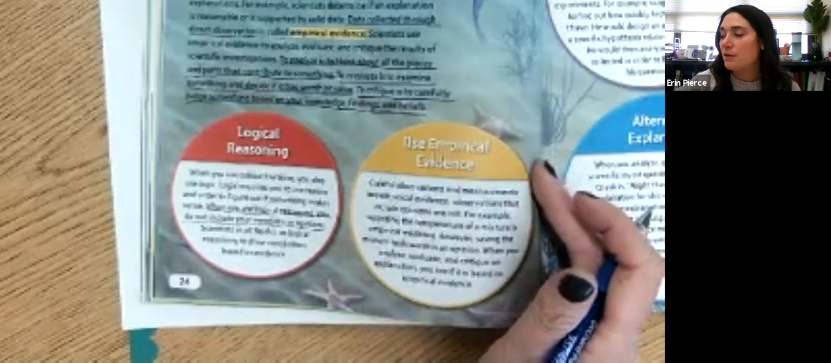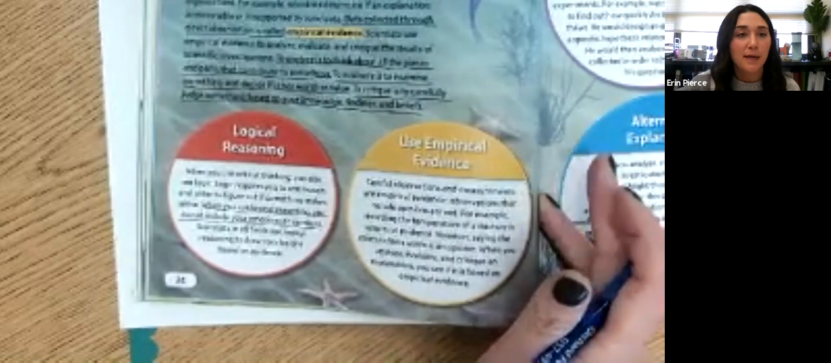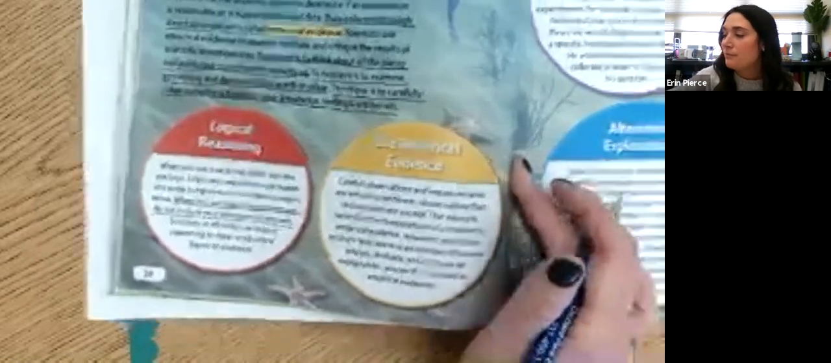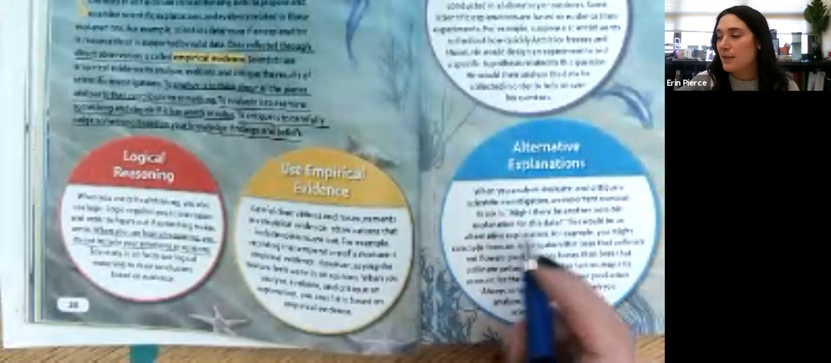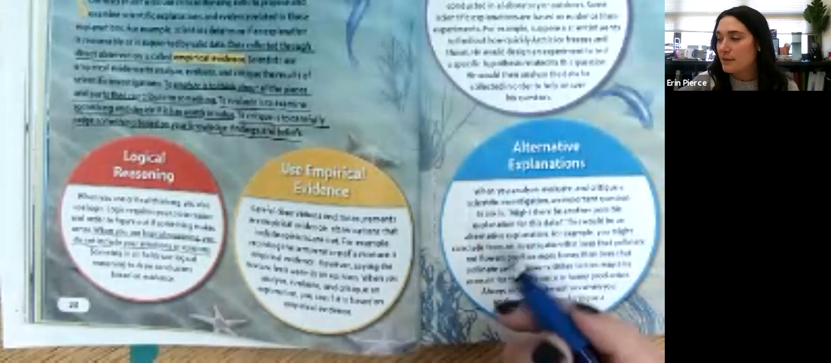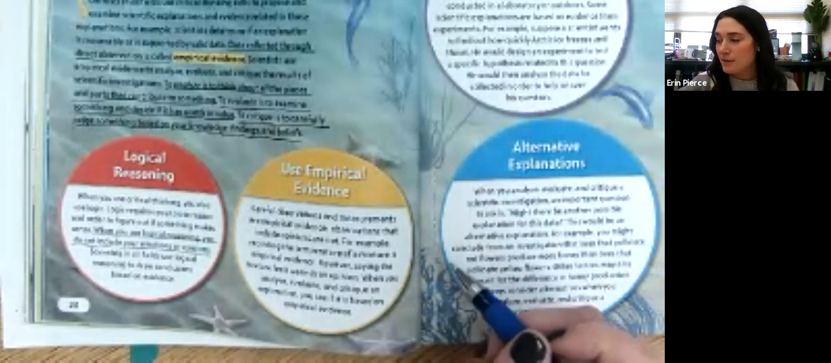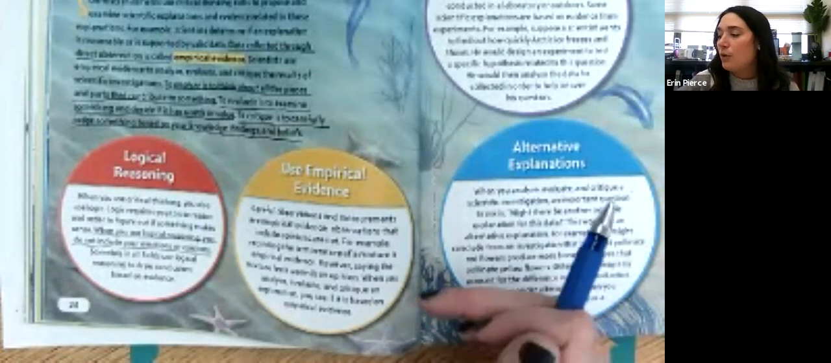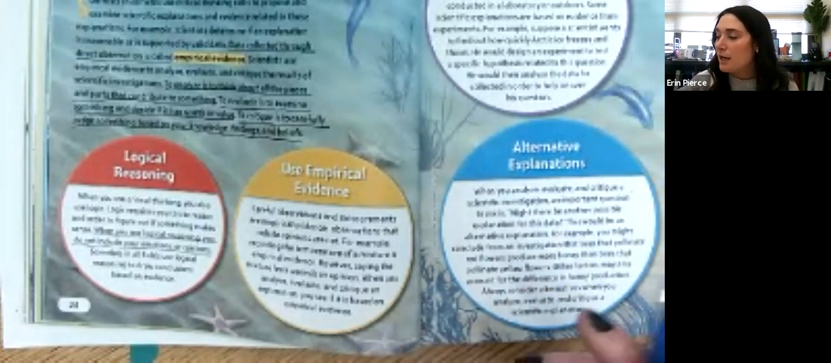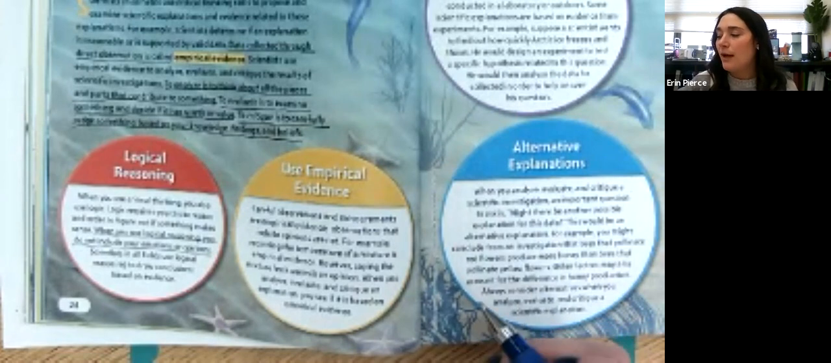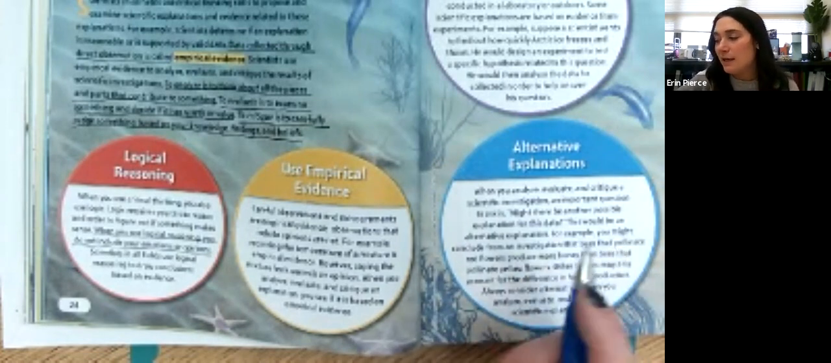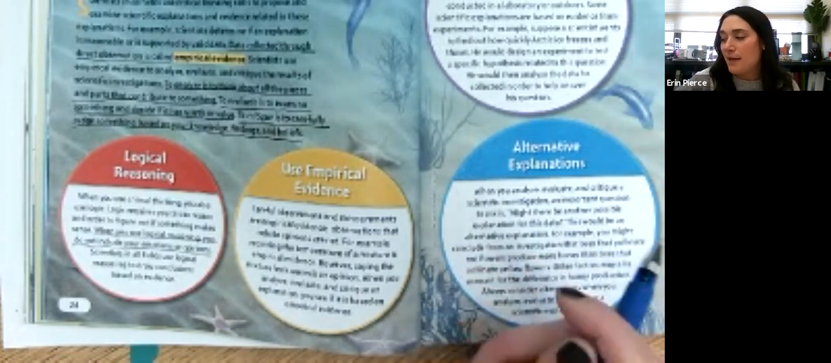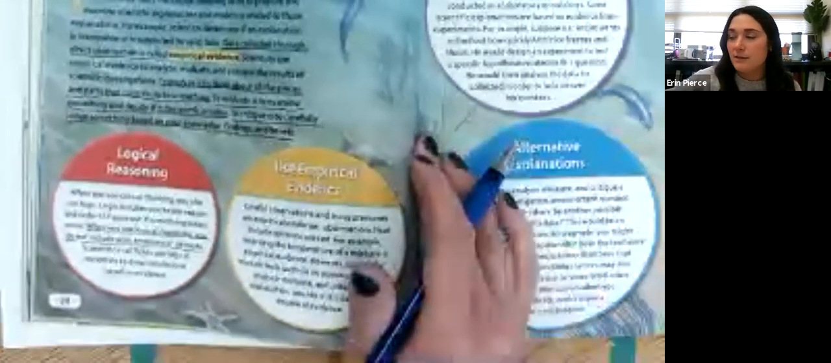Scientists in all fields use logical reasoning to draw conclusions based on evidence. Use empirical evidence. Careful observations and measurements are empirical evidence. Observations that include opinions are not. For example, recording the temperature of a mixture is empirical evidence. However, saying the mixture feels warm is an opinion. When you analyze, evaluate, and critique an explanation, you see if it is based on empirical evidence.